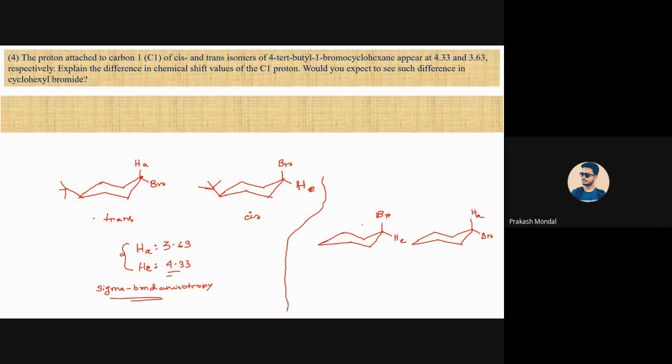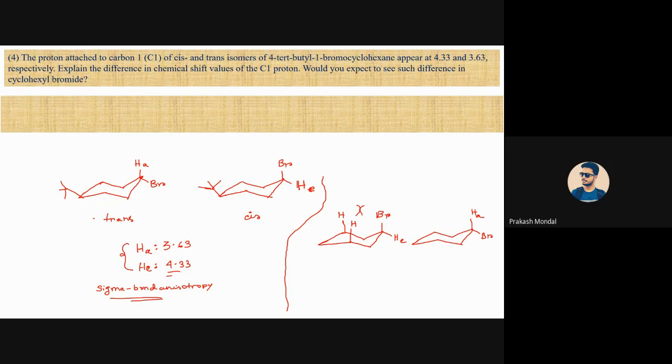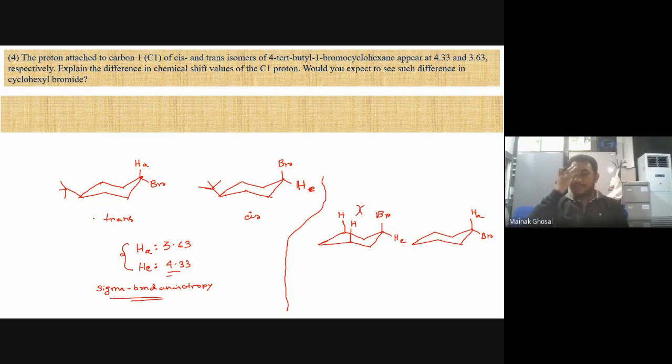Why? Sir, the second one is more stable and the first one is less stable because of 1,3-diaxial repulsion. You are correct. Here 1,3-diaxial repulsion is there. Here you are talking, right? This one? Yes, sir. Yes, you are correct. This one is less stable. This one is highly stable.